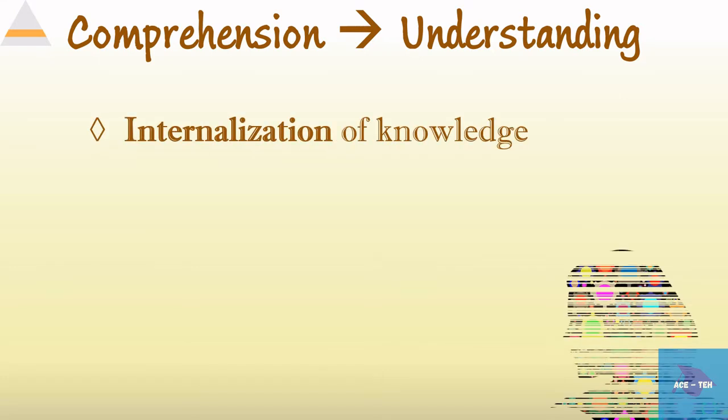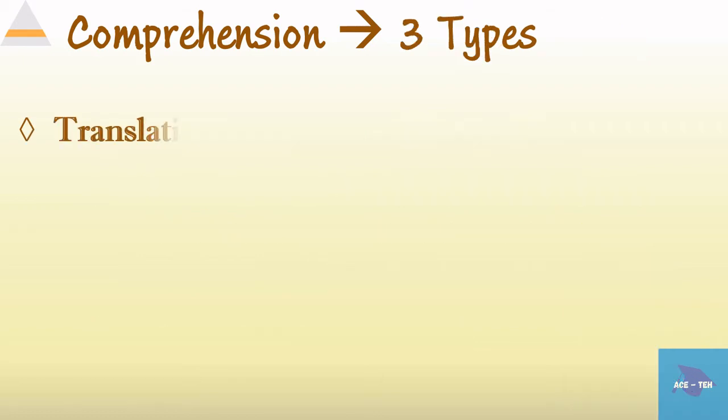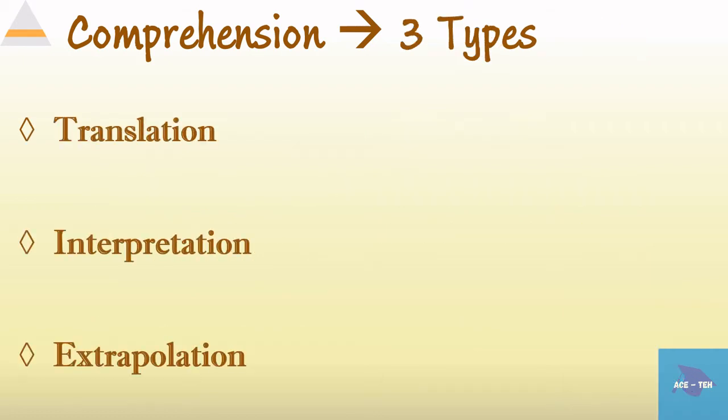Comprehension is a higher level than knowledge. It involves an understanding of the material being communicated. Comprehension is all about the internalization of knowledge. The learner moves beyond the level of recall and recognition and starts to process the information intellectually. It is only when you have known something that you can understand it. Translation, interpretation, and extrapolation are the three types of comprehension behavior.